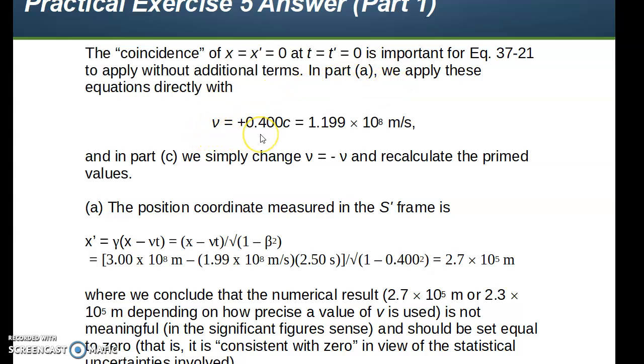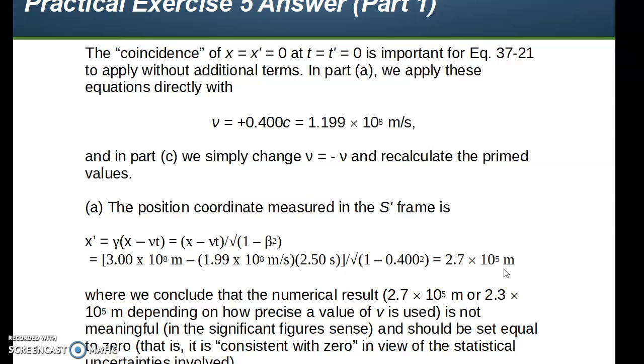It gives you a V equals plus 0.40 c, which equals 1.19 times 10 to the 8th meters per second. So in part C, we simply change V to minus V and recalculate the prime values. First of all, the position coordinate measured in the S prime frame is x prime equals gamma times x minus VT, that equation, which is essentially this right here. Gamma is 1 over the square root of 1 minus beta squared. Putting those numbers in there, it works out to be 2.7 times 10 to the 5th meters.